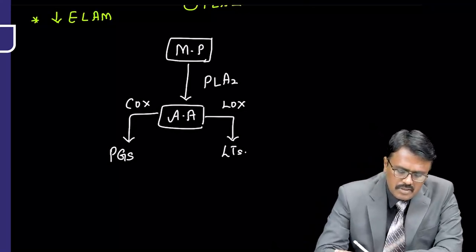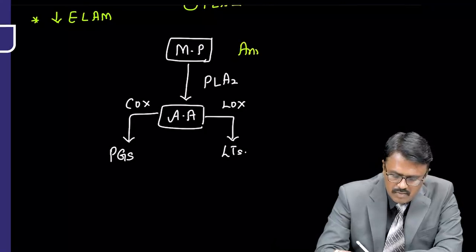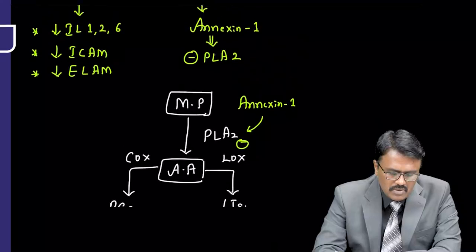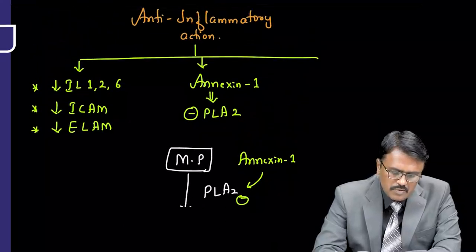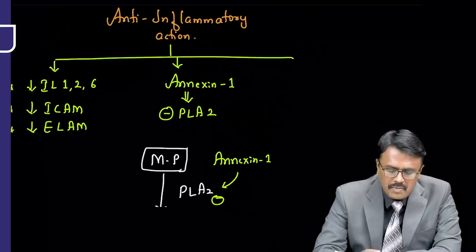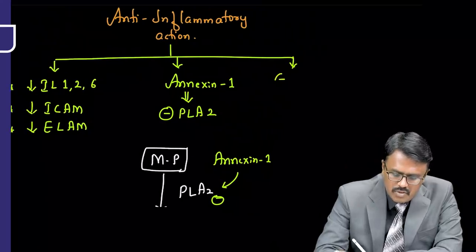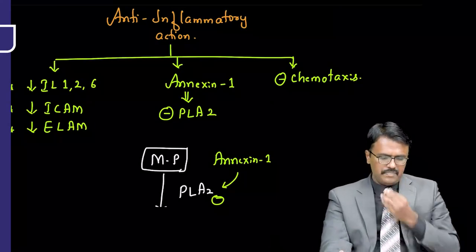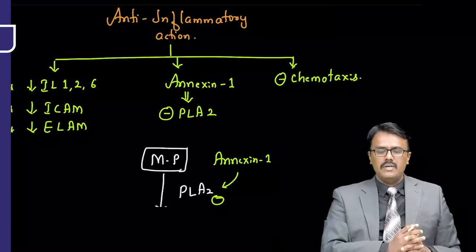So if you want to suppress this, there is production of annexin 1 by steroids, and that will inhibit the phospholipase A2. Because of this importance, they have been shown to have anti-inflammatory property and also to inhibit the chemotaxis of neutrophils. So that is the advantage. Basically, these are anti-inflammatory drugs.